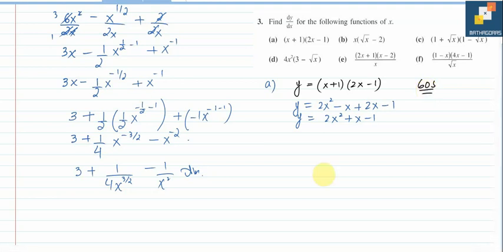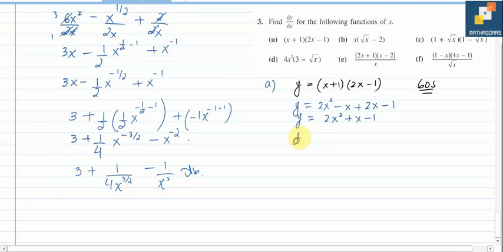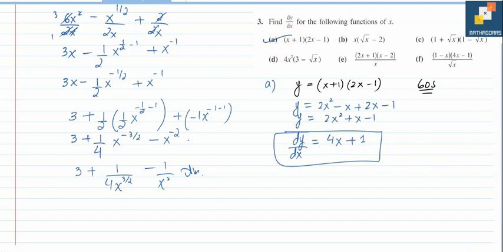Alright. So now dy by dx is equals to 4x plus 1. The derivative of constant is 0. The differentiation of x square is 2x, 2 2's are 4, and x to power minus 1. Alright, so that is your first part. Moving on to the next one, part B. You need to do it as your homework.